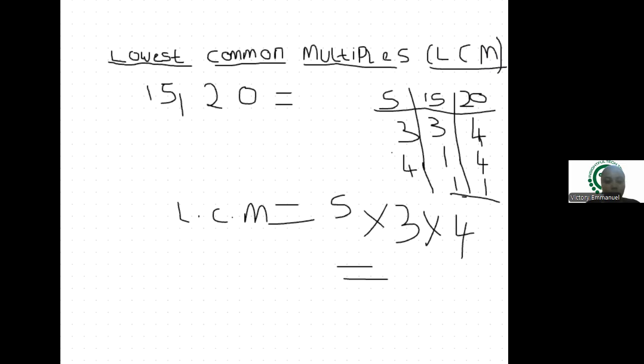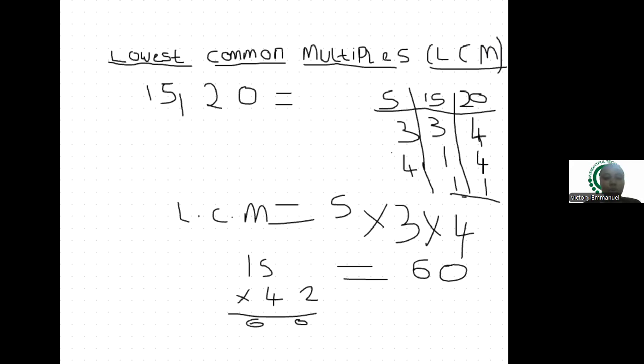60. Because if you put 15 here and you put 4 here and then you multiply it, you're going to get 60, because 5 times 4 is what? 20. So you put down 0 and carry 2. 4 times 1 is 4 plus 2. 4 plus 2 is what? 6. So it is what? 60. So the LCM is what? 60.